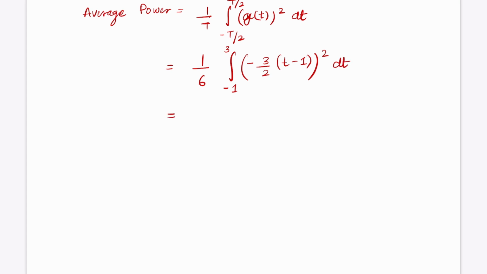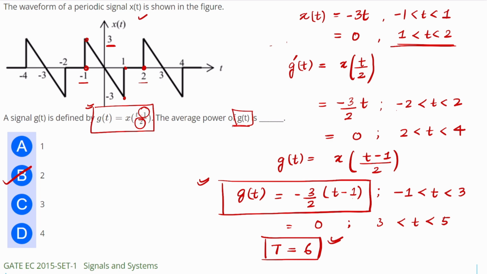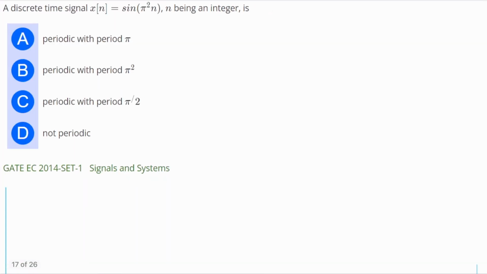And if you solve it, you will get average power equal to 2. So option number 2 will be your correct answer, right? So moving on to the next question.